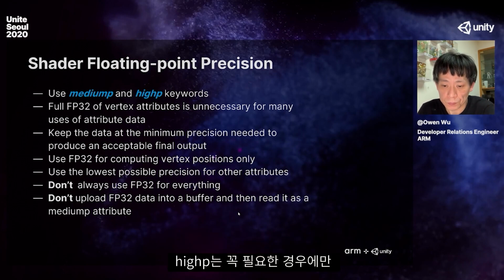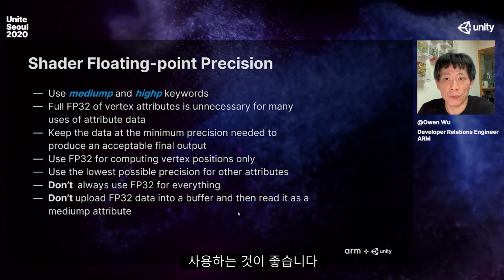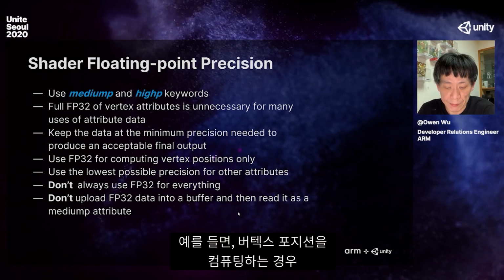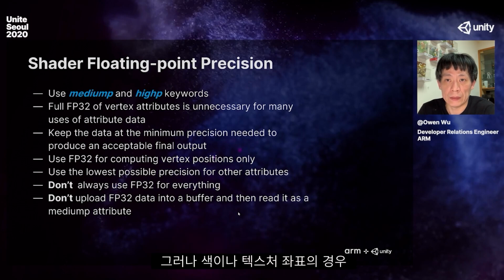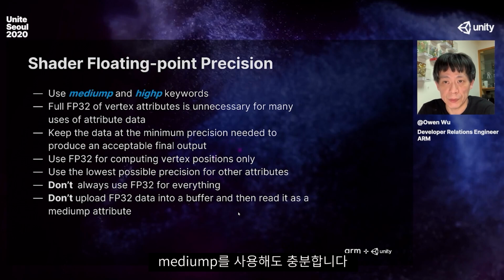So you should use highp only whenever you need to use it. For example, computing vertex position, you can use highp because it needs a higher precision. But for color and the texture coordinate, you should probably only use mediump.